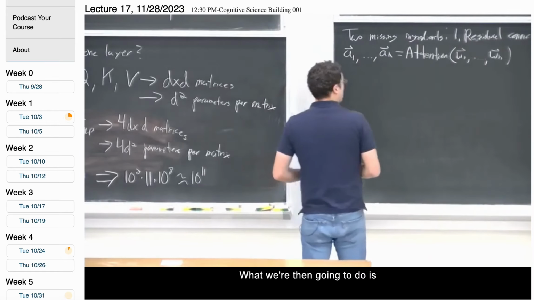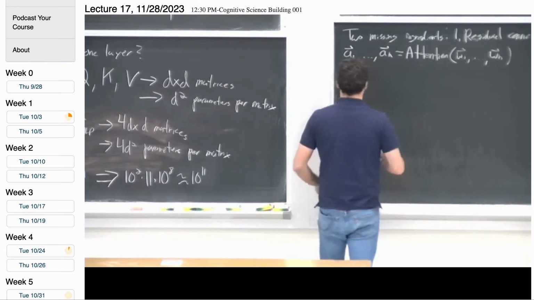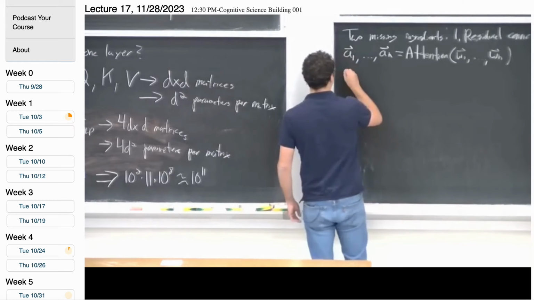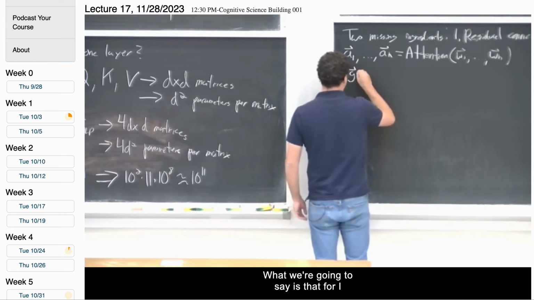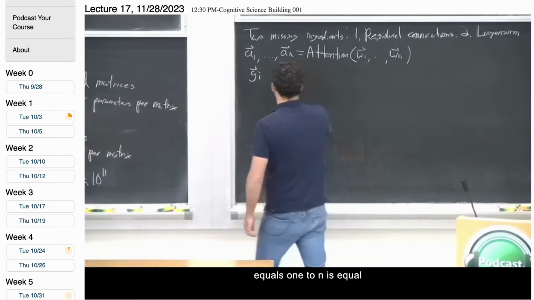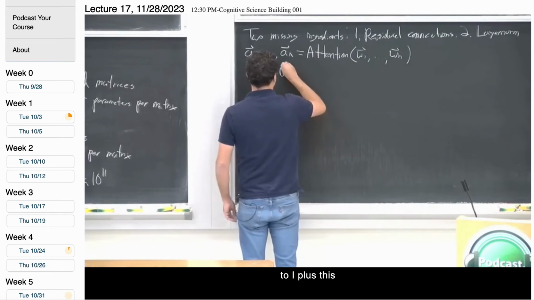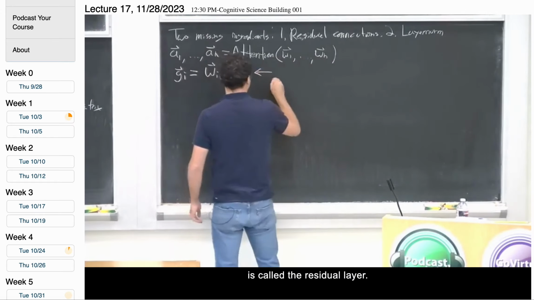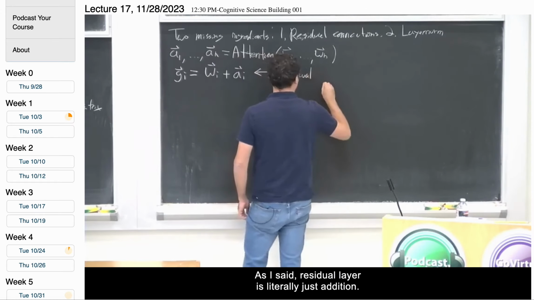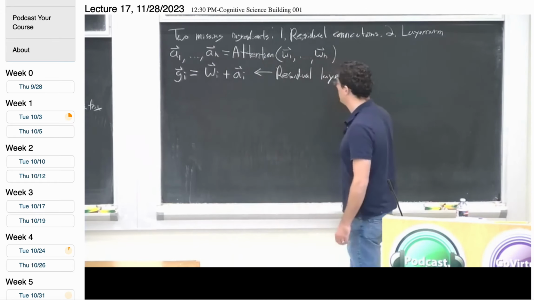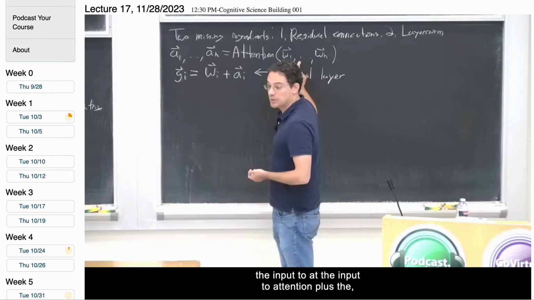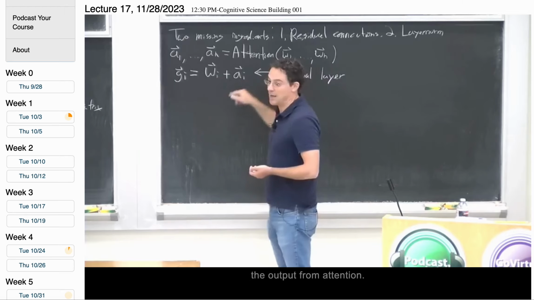What we're then going to do is define a new sequence of vectors. We'll call them g's. So gi, for i equal 1 to n, is equal to wi plus ai. This is called the residual layer. As I said, the residual layer is literally just addition. So we're defining this new vector gi to equal wi, the ith input to attention, plus ai, the ith output from attention.